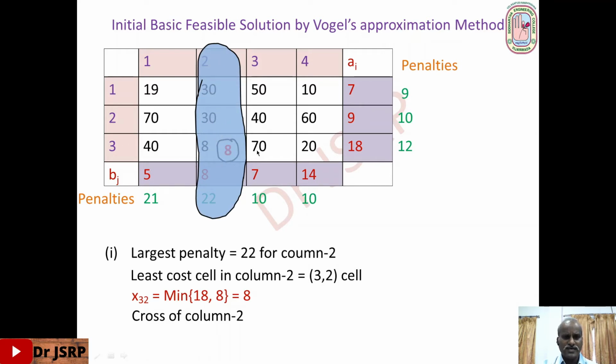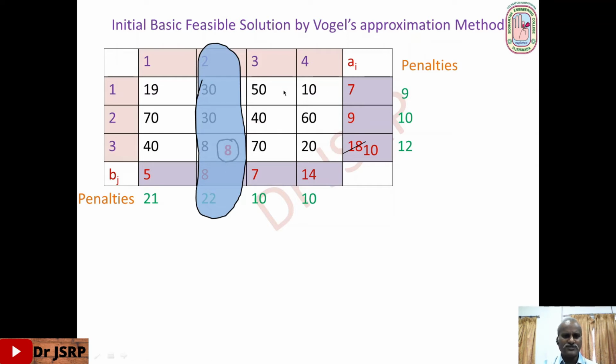Observe the third origin. Out of 18 units, 8 units are transported. So the remaining available amount at the third origin is 18 minus 8, that is 10. Okay. So this is the first step. Now repeat the same process for the reduced transportation table. The reduced transportation table means the second column is eliminated. We have only these three columns.